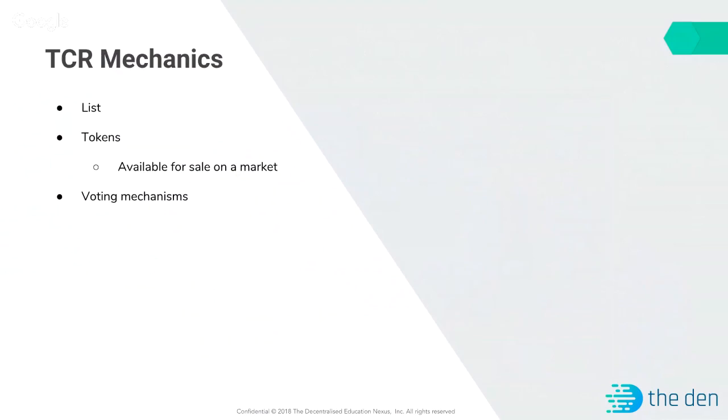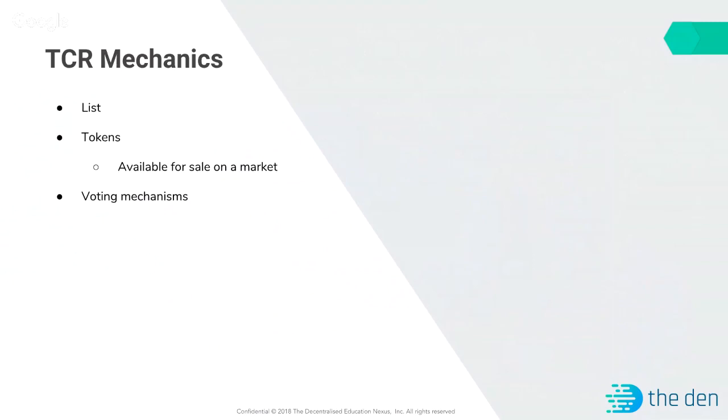So let's look at the mechanics a little more. How does a token curated registry really work, and what are the data structures at play here? A token curated registry is really just a list. It's a glorified list. The registry is just a list of businesses, of ICOs, of services, of products. Essentially, a TCR can be a list of anything. But what makes the TCR valuable and interesting is that this list has been curated carefully.